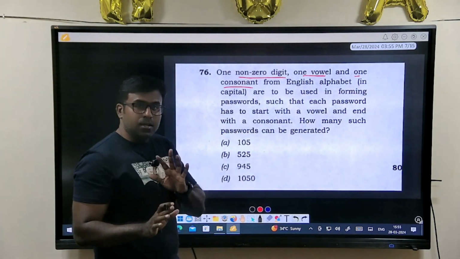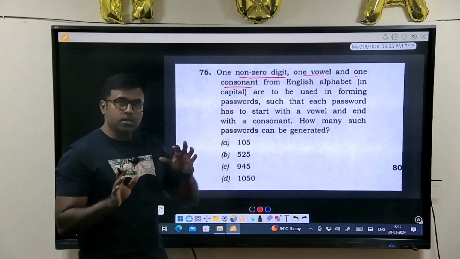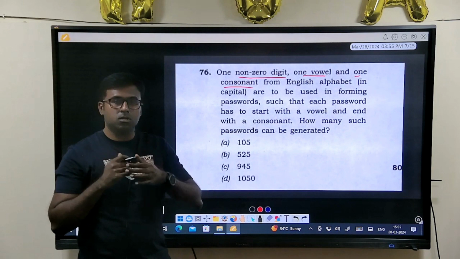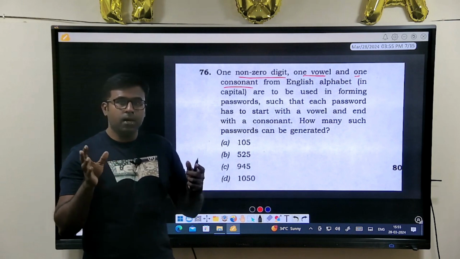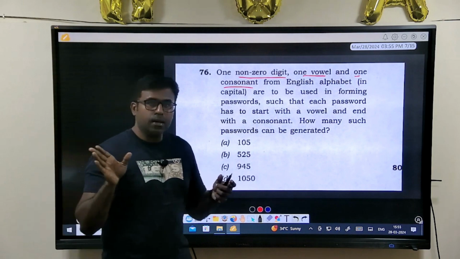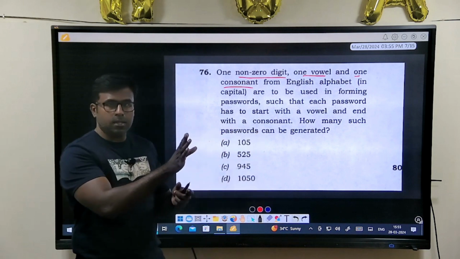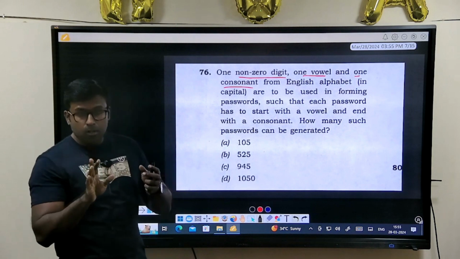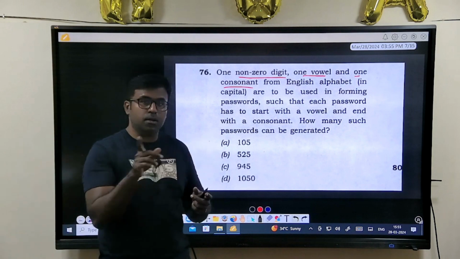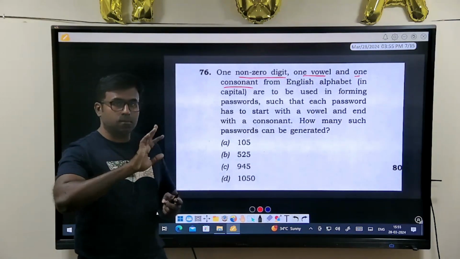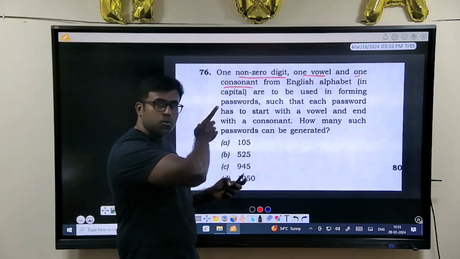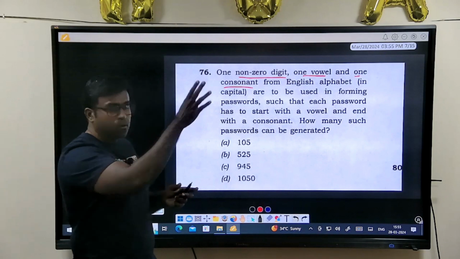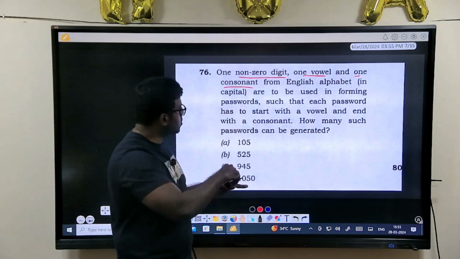One question, I think in 2021 or something, asked about arranging the consonants, where some consonants have a mirror reflection, and how many are left out. Understand that question. Now again come to this question. You can solve this question.